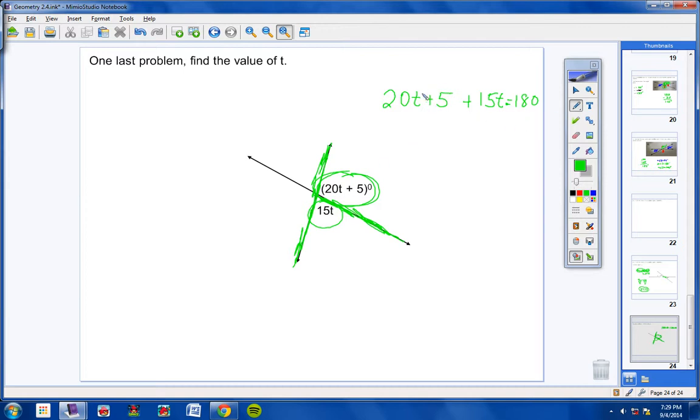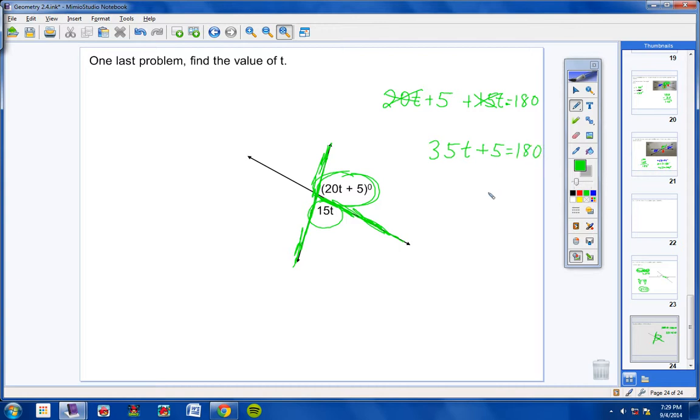Now, we can simplify the left side. We have a t term right here, and we have a t term right here. Let's go ahead and combine those. We have a 20t and a 15t. A 20t and a 15t would be a 35t. So I'm going to cross those off. I've combined those two. Bring down your positive 5 and bring down your 180.